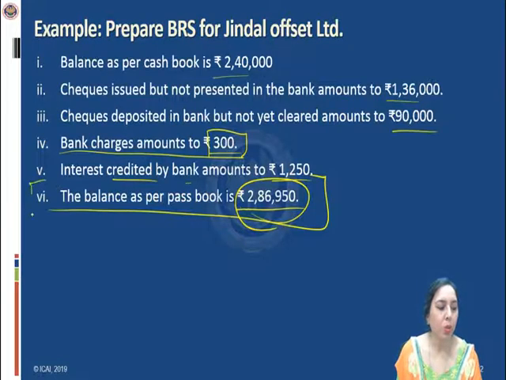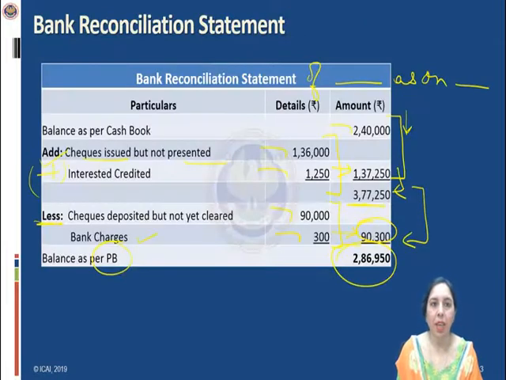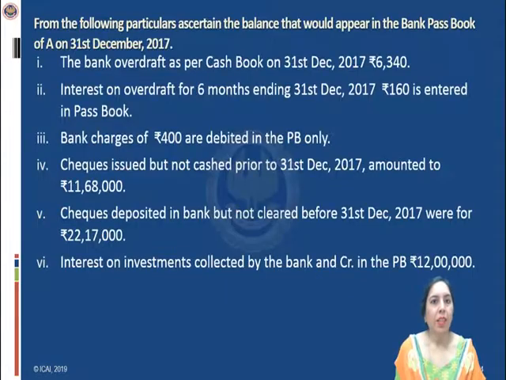Hence you are done with the question, and this is the beauty of the question, that you can know very well at the end of the question whether you have done your bank reconciliation statement correctly or not, in case both the balances are given. So you start with one balance and you reach the other balance. Hence this BRS is complete in our question. This is another example.